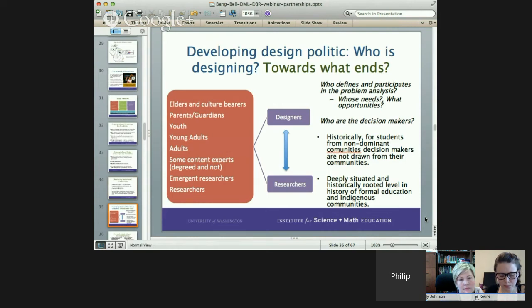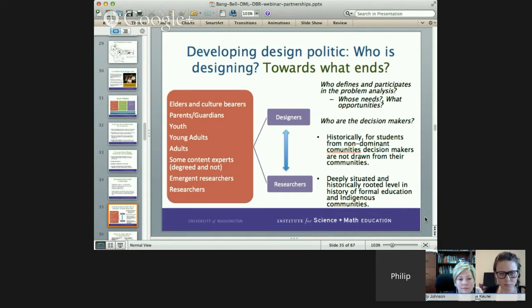To get more specific, how did we go about designing? For us, a key question was, who defines and participates in the problem analysis? Whose needs are being responded to, what opportunities, simply who's designing and towards what ends? Historically, as Phil mentioned before, for students from non-dominant communities, decision makers are not drawn from communities. And for Native communities, as I said, who's been deciding what our kids should learn has not been from our communities for multiple generations. So we really thought about what that meant.